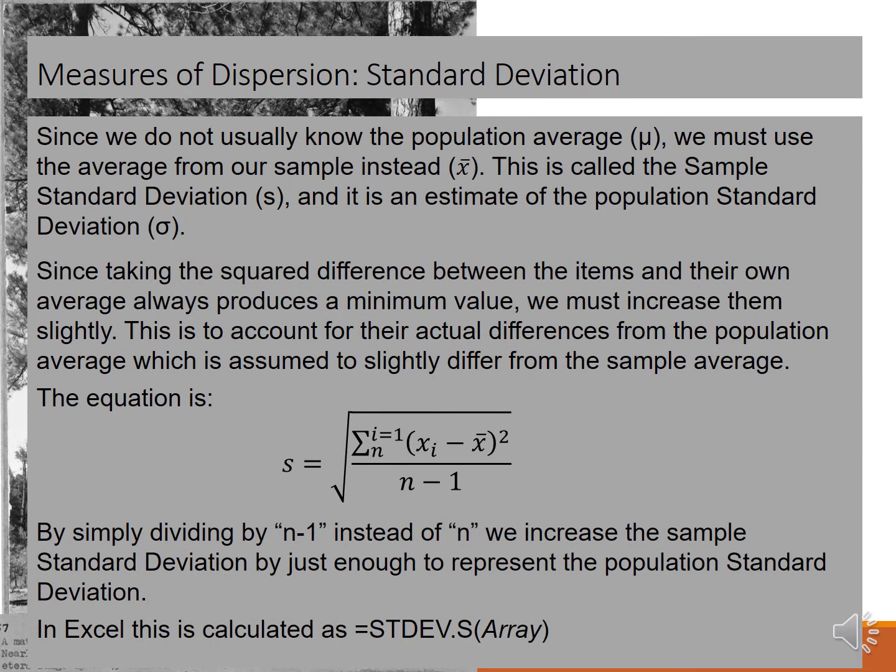Since it is rare that we conduct a census, we must substitute our sample mean into the formula. Also, since we are using the sample mean, which is known to differ from the population mean, we have to account for this difference, and we do so by substituting little n minus 1 for big N in the denominator. To calculate the sample standard deviation in Excel, we use the equation equals STDEV.S with our data selected inside the parentheses.